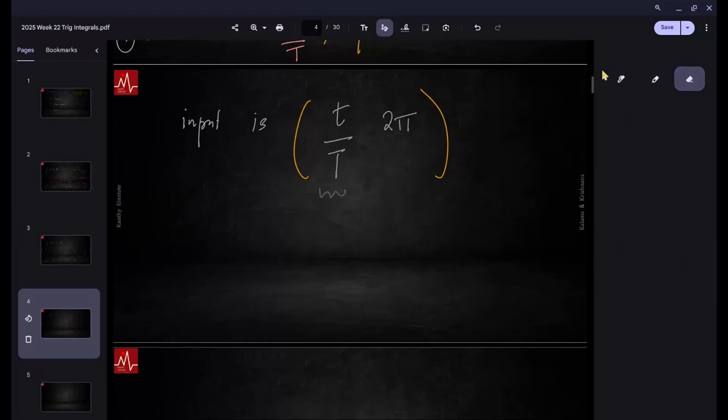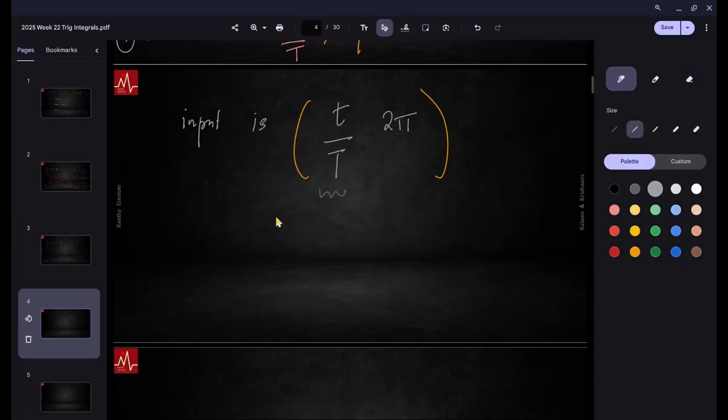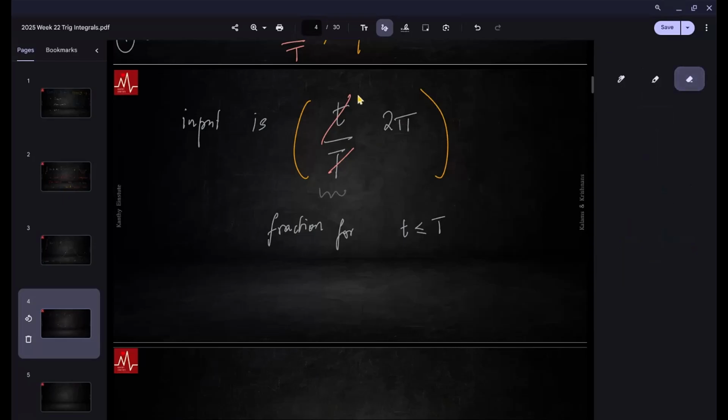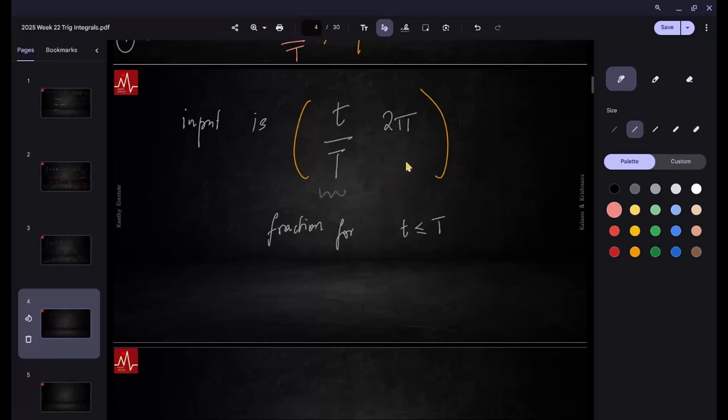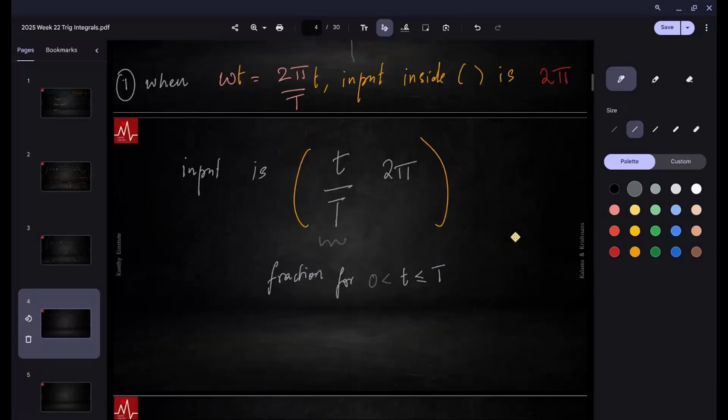The input on this is a fraction, less than t. When exactly it touches t, this becomes 1, and the input will be 2 pi. So sine 2 pi will be a 0. That is one way to look at it. This is a preferred way. For a fraction, technically this should also be 0.